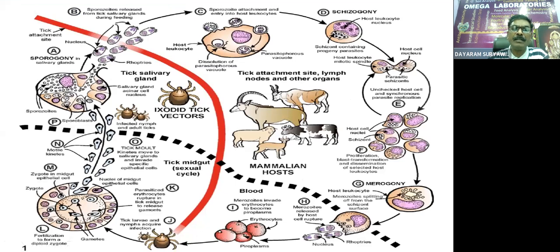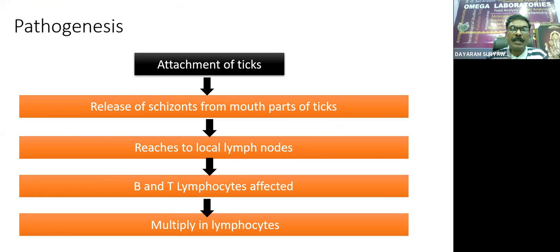So this is about the life cycle. This is again the same thing, the life cycle, with a little bit of color pictures over here. Now going towards the pathogenesis. First the ticks will be attached to the body of the host. Then there is a release of schizonts from the mouth parts of the ticks.